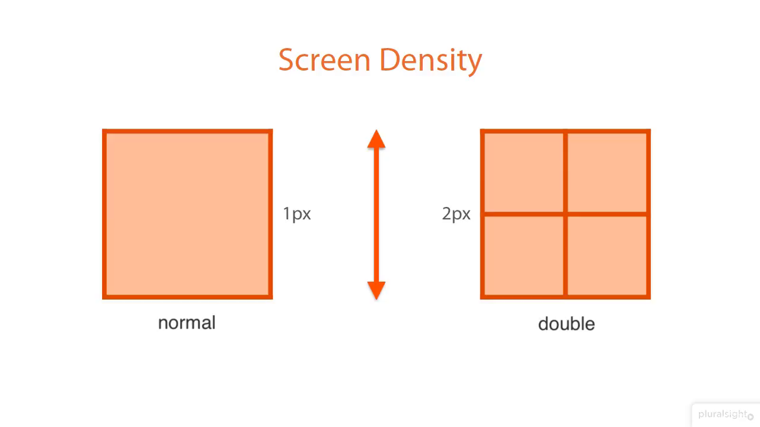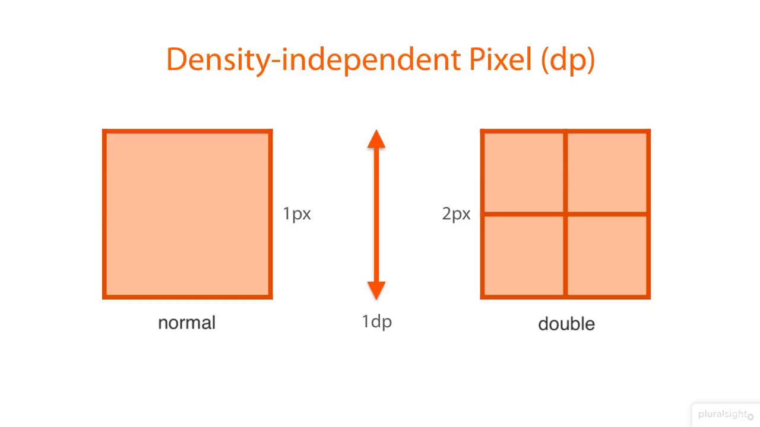In Android, we would like to specify pixels by their physical size. This is why we use DP, or Density Independent Pixel. 1 dp gets translated into 1 px, or 1 pixel, for a normal density device. And 1 dp translates to 2 px, or 2 pixels, for a double density device.